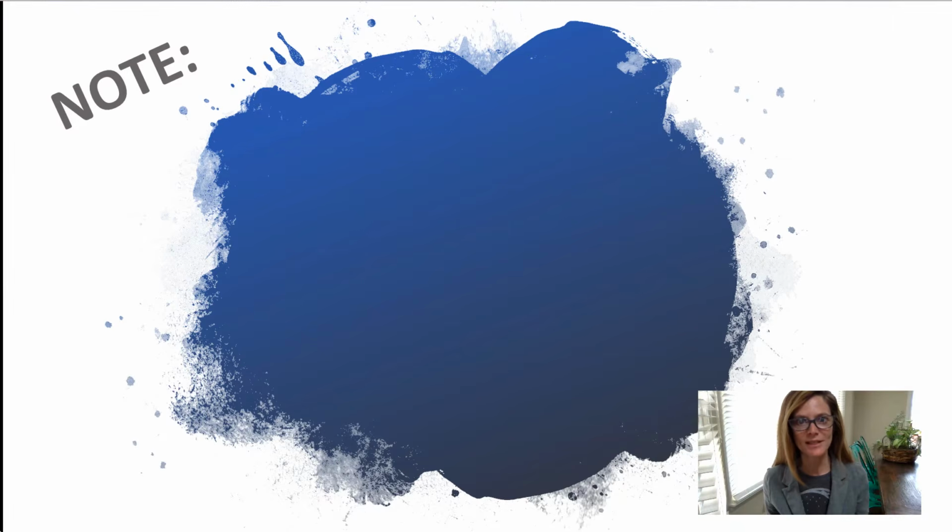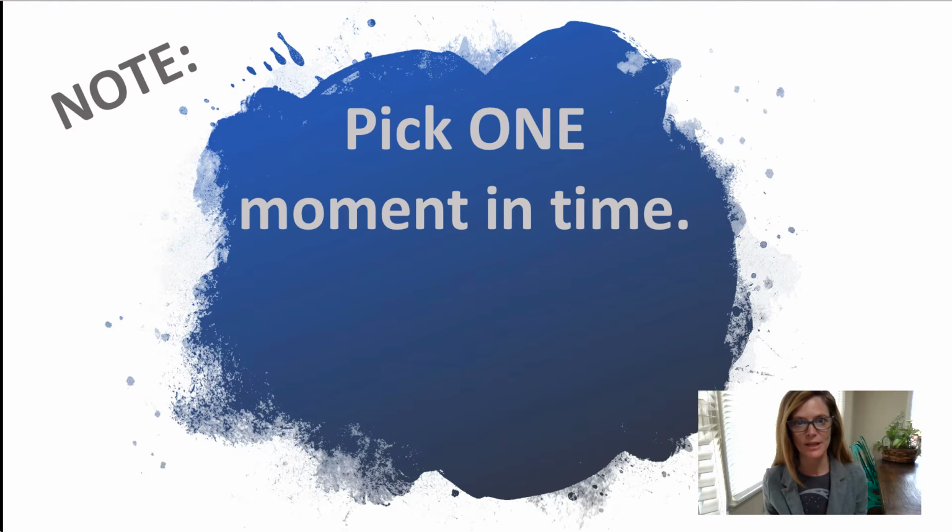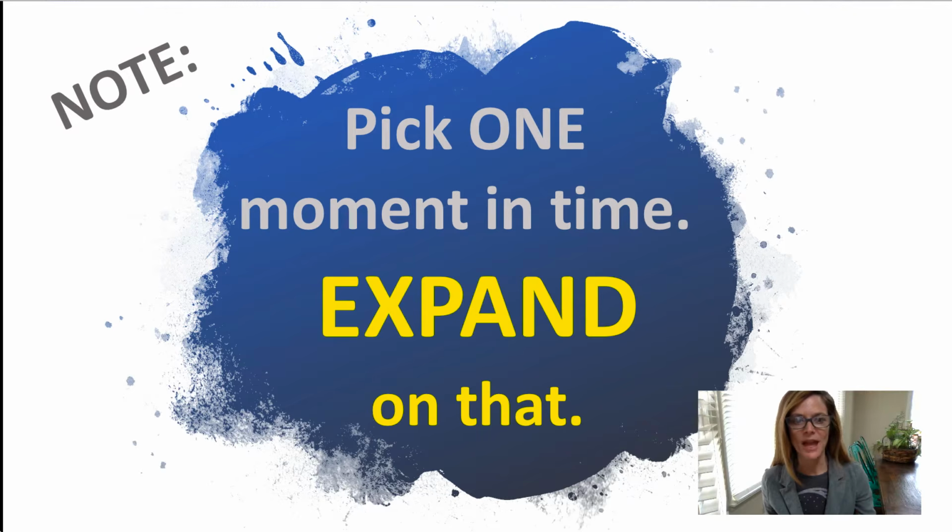Now, I'd like to take the time to make a special note about the narrative paragraph. It's really important that you pick just one moment in time, and then you expand on that moment. You don't want to give a long history of the event because that would be a little boring for the reader. You want to pick just one specific moment in time from that event and expand with the details on that.